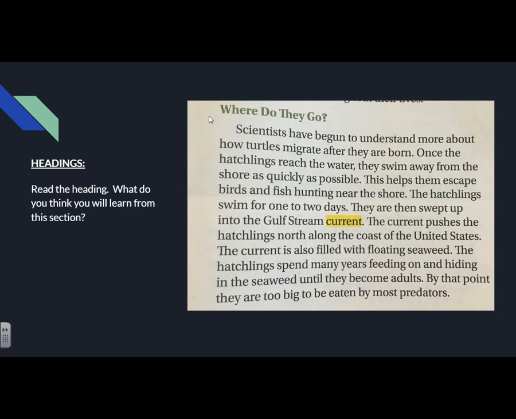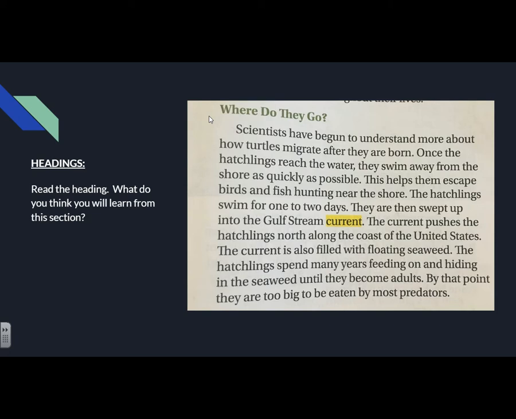Maybe where mother turtles go after they lay their eggs. Or, it hasn't said anything yet about the father turtles. Where do they go? I think it's going to be letting us know or informing us about where specific turtles go after something happens. All right, so let's read it.